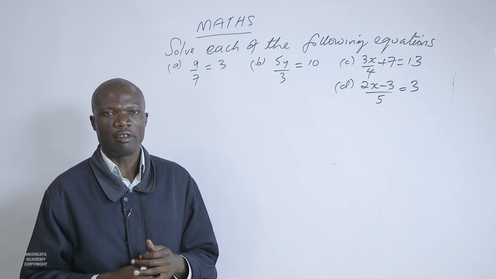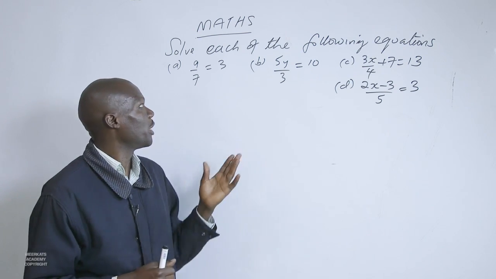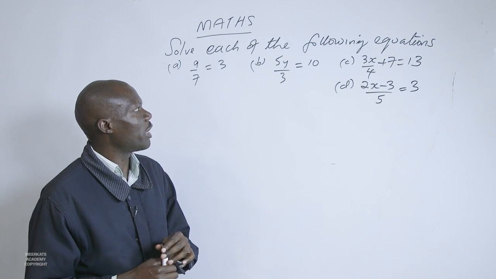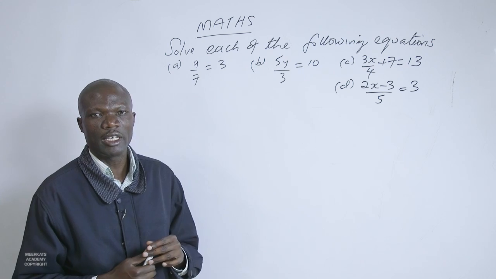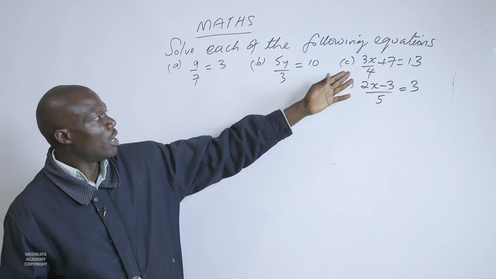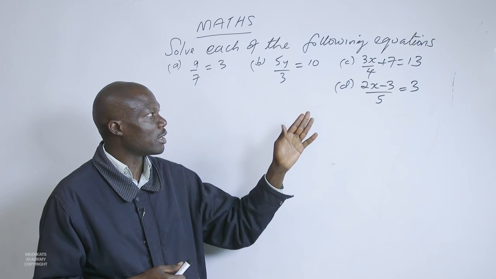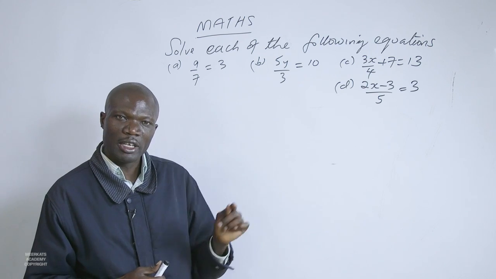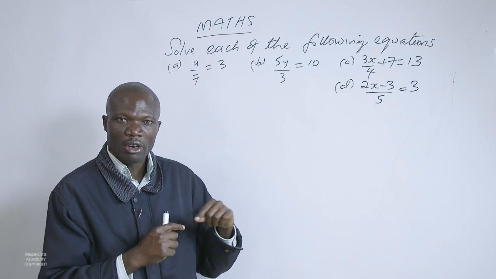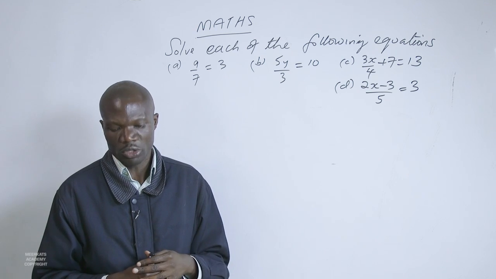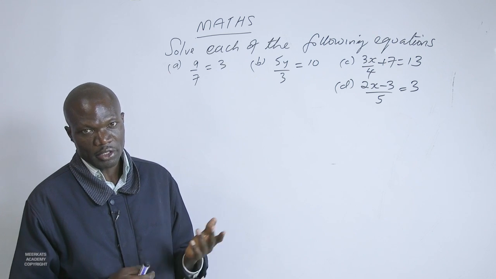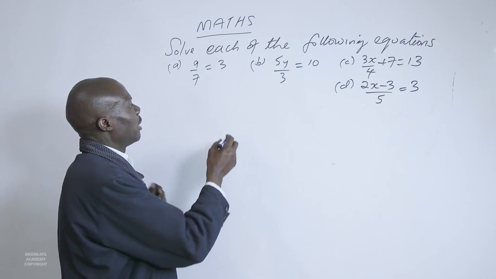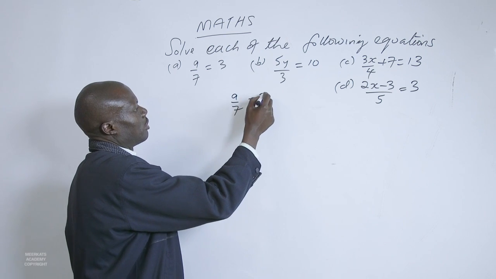One is a over 7 equals 3, and we are going to solve for a. We have 5y over 3 equals 10, and we are going to solve for y. 3x over 4 plus 7 equals 13, and we shall be solving for x there. And finally, 2x minus 3, all of it over 5, equals 3. So let us start by looking at the first one, which is a over 7 equals 3.